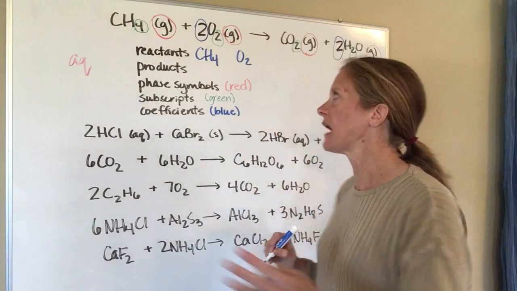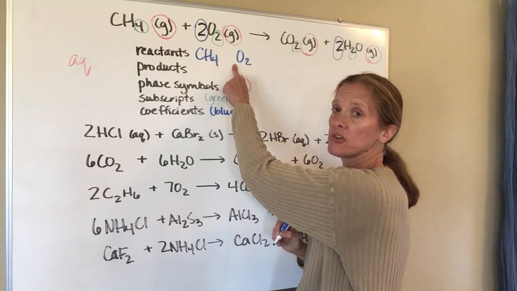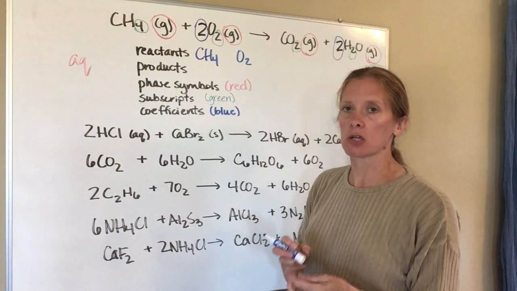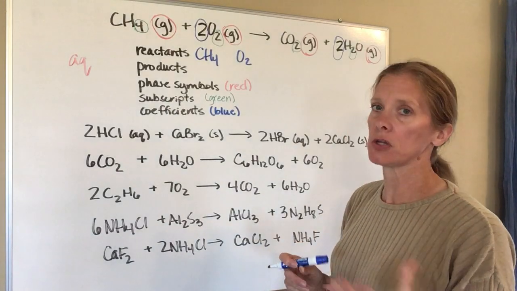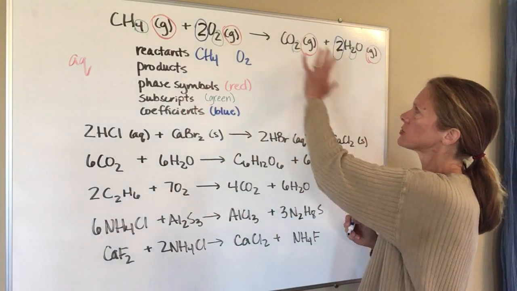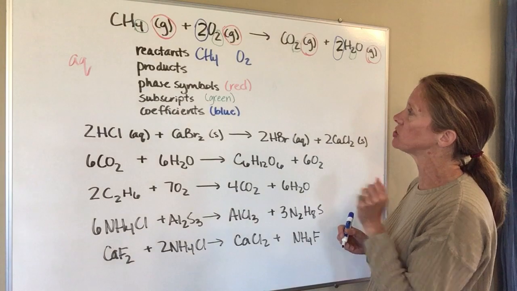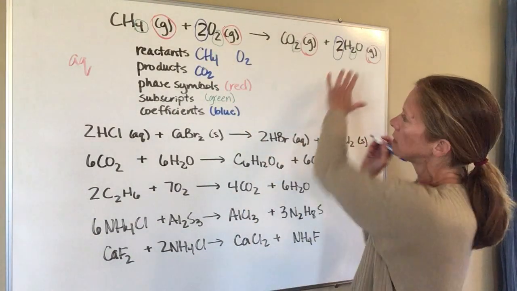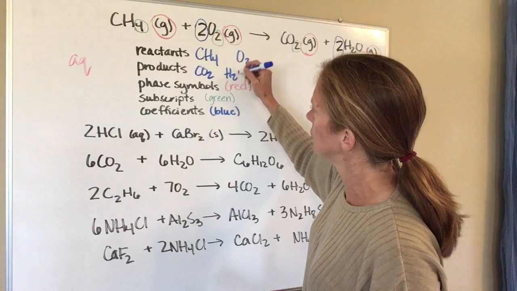Now, when you're asked what the reactants are, you don't want to put the coefficient in front of it. You only want the formula for the particular molecule that you're dealing with, for the compound that you're dealing with. The products are always on the right-hand side of the equation. And so here, our products are CO2 and H2O.